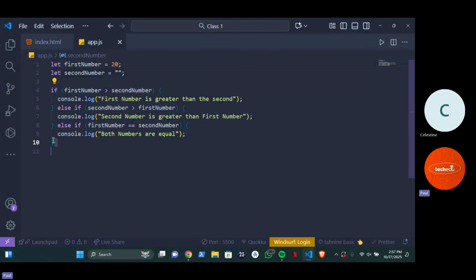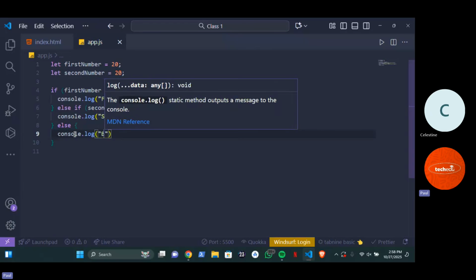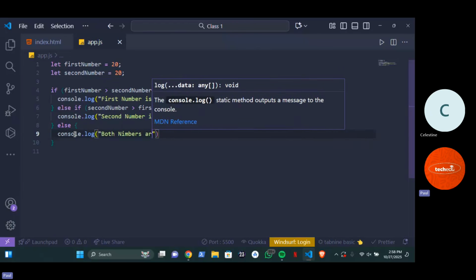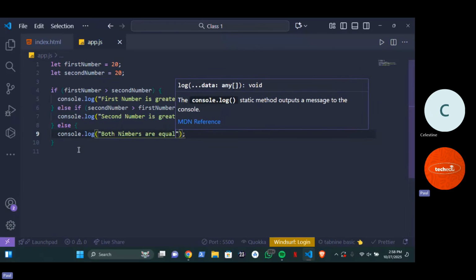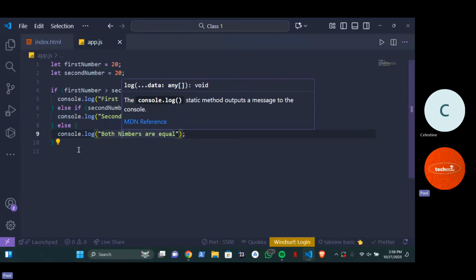Okay, instead of having this third one, let us try something like this. Let's say we have 20. Now, we cannot have what else. What do you want? So let's say console.log both numbers are equal. Now, we are basically writing a program that checks if 2 numbers are greater than each other.